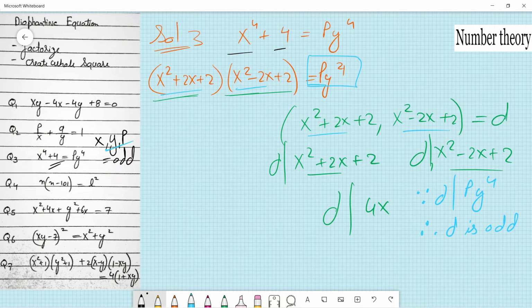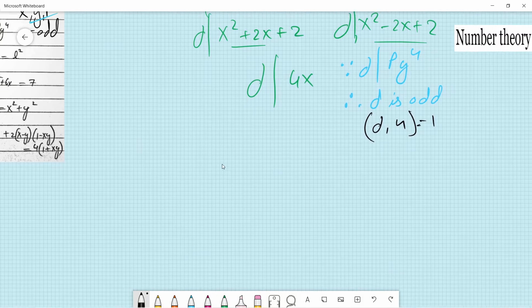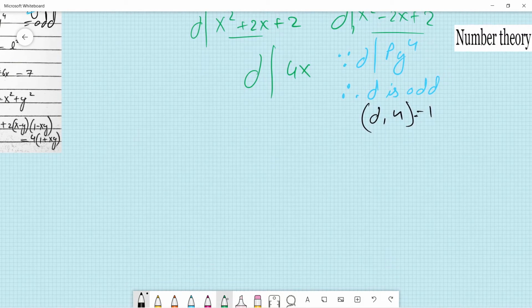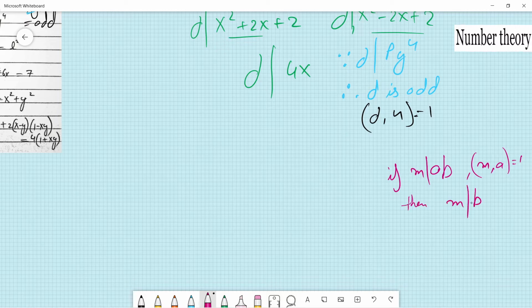Now since d is odd, we can write GCD of d and 4 as 1, since 4 is even. Now using the property which I've shown in a previous video, which was that if m divides a multiplied by b, and GCD of m and a is 1, then m will divide b. This we have seen before. So using this we can say d divides x.